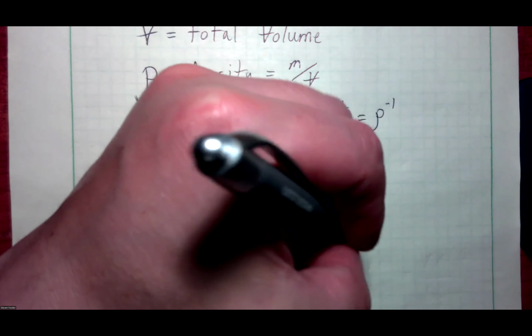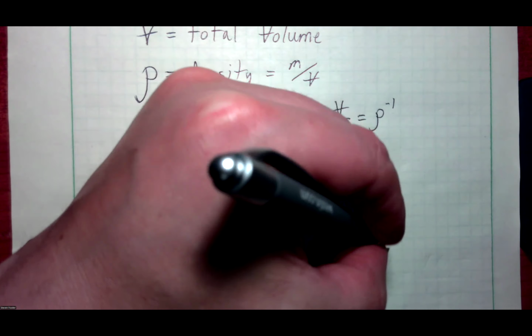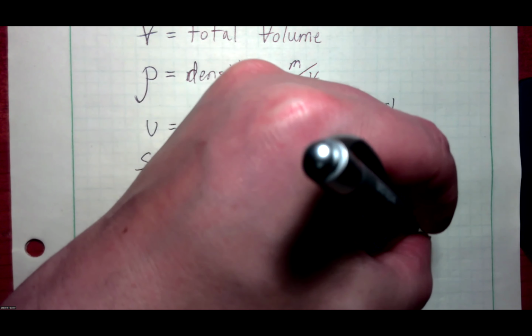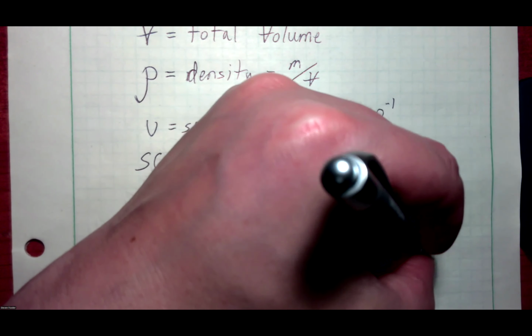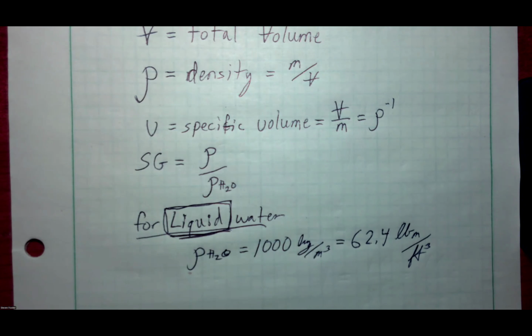It's also about 62.4 in the English units. That is pound mass per cubic foot. So if it's liquid water, either of those are okay. Once you get past chapter 3, you're not going to be able to assume liquid water anytime you see water, because we're going to learn how you can tell what phase that water's in. But for the most part, in chapter 2, if you've got water, it's probably in liquid phase.